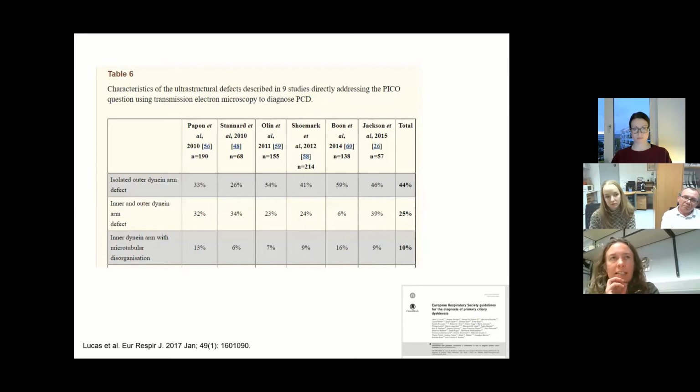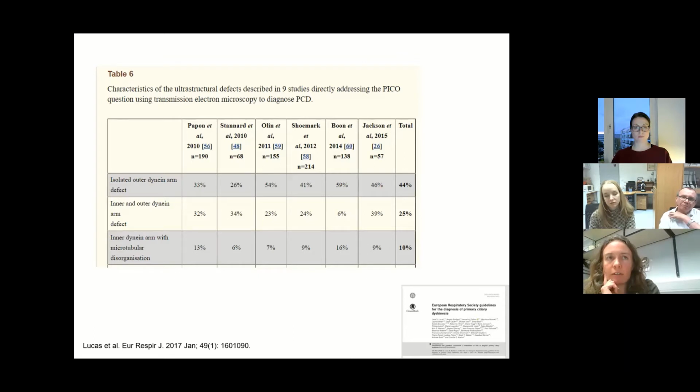And this table is the characteristics of ultrastructural defects from 9 studies, which are in the European Respiratory Society guidelines for diagnosis of PCD. So in making these guidelines, we did a literature search for all of the studies that had done a consecutive diagnostic protocol for people with symptoms of PCD, and then included studies where a diagnostic conclusion had been made, and that TEM was one of the outcomes. And we found 11 studies in the literature that met the strict inclusion criteria for the European Respiratory Society guidelines.